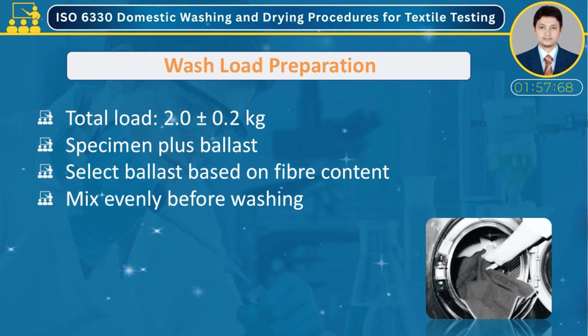Wash load preparation. Prepare the washing load by combining the specimen and the appropriate ballast. The total mass should be approximately 2 kilograms. Ensure even distribution in the drum to simulate realistic washing action and prevent imbalance.